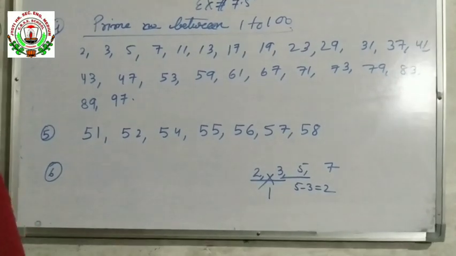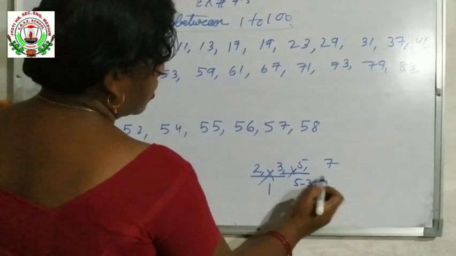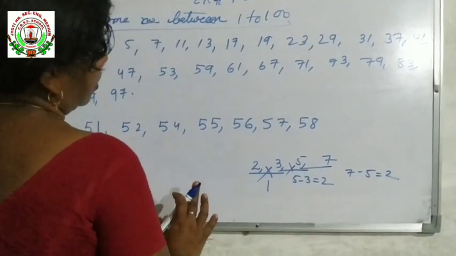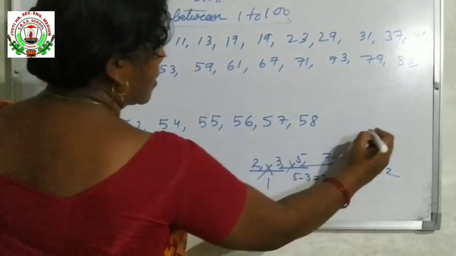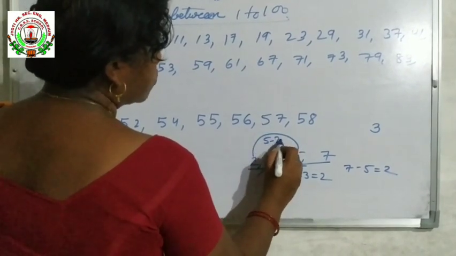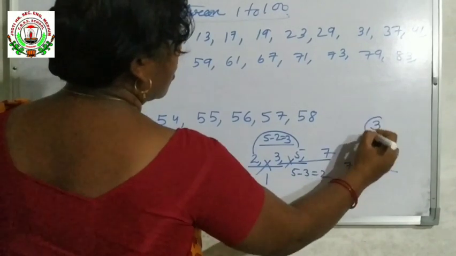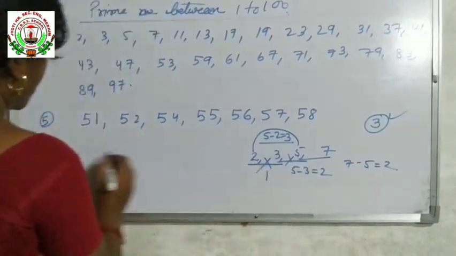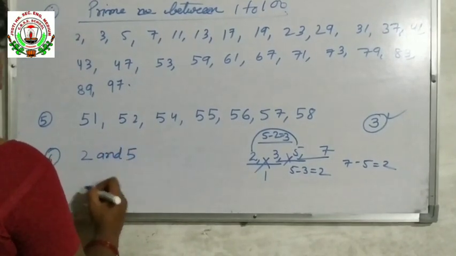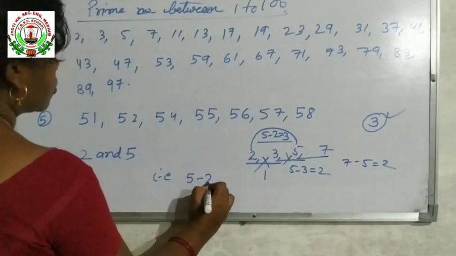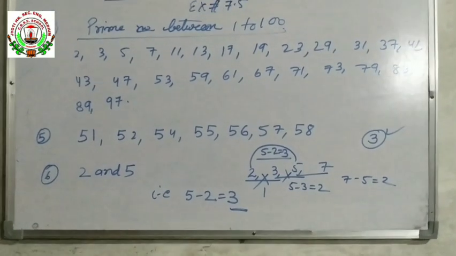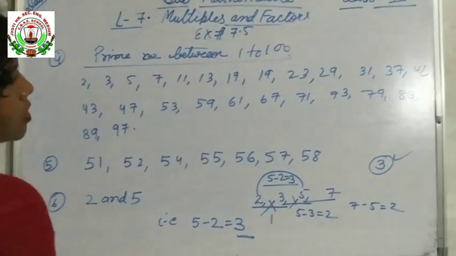So we are getting here difference 2, but prime numbers whose difference is 3 is being asked. So it is not also. If we take 7 and 5, 7 minus 5 we will get 2. What is asked in the question is the difference 3. So if we take 5 and 2, 5 minus 2 we will get 3. Which numbers are we taking? 5 and 2. So the two prime numbers are 2 and 5. 5 minus 2 is 3, which is asked in the question. That means prime numbers whose difference is 3. So it is the answer.